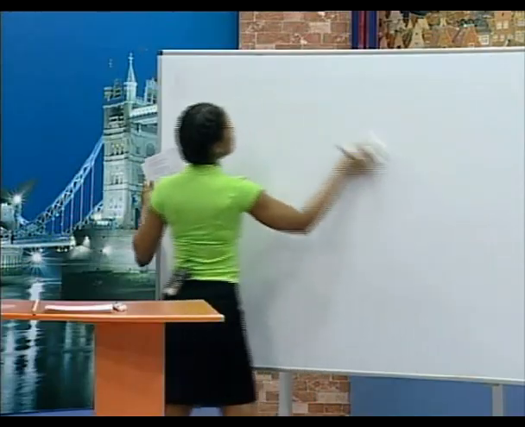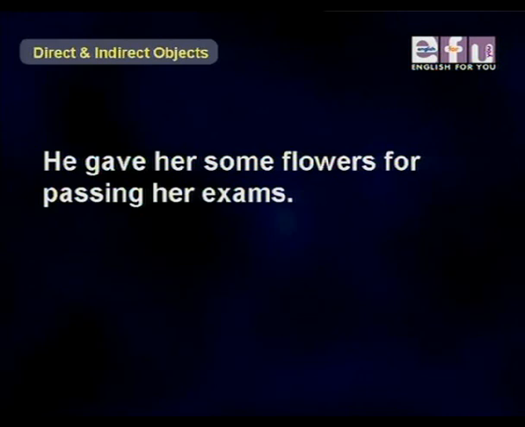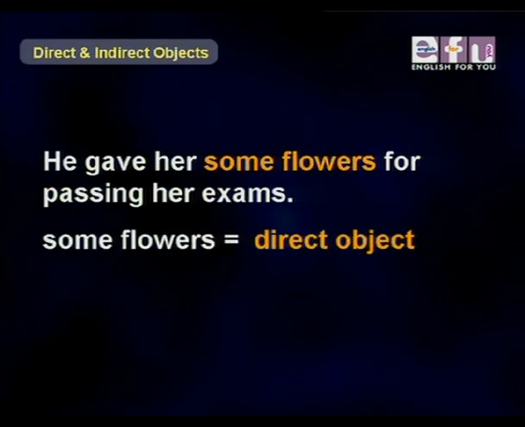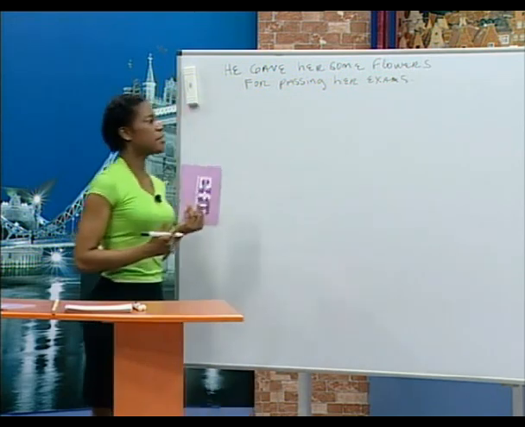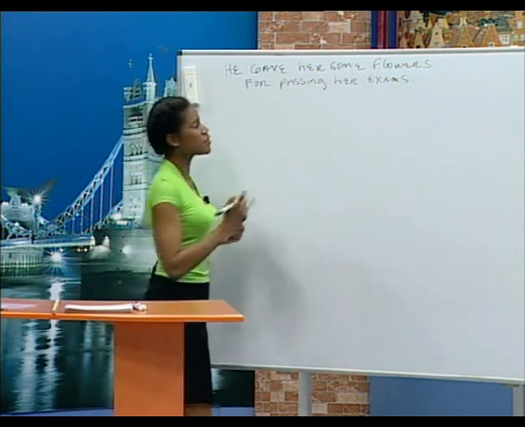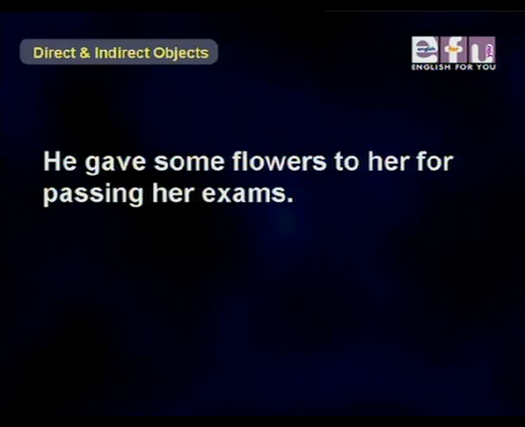Now, Sylvia, can you please look at this next sentence and tell us the direct object and the indirect object? He gave her some flowers for passing her exams. Some flowers is the direct object, and the indirect object is her. Good. And how do we say the sentence if we change the positions of the direct and indirect objects? He gave some flowers to her for passing her exams. Good.